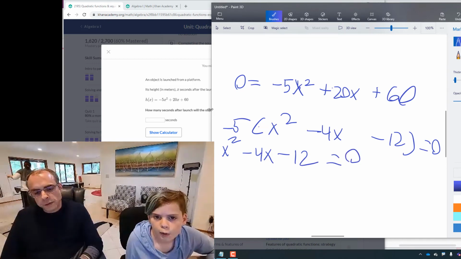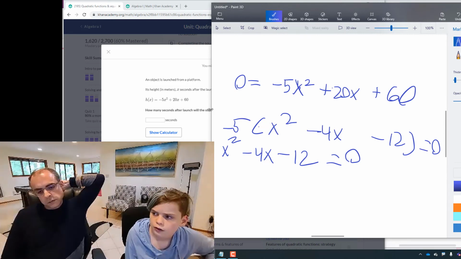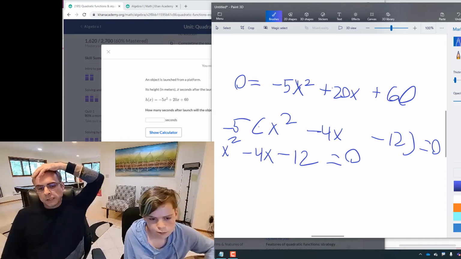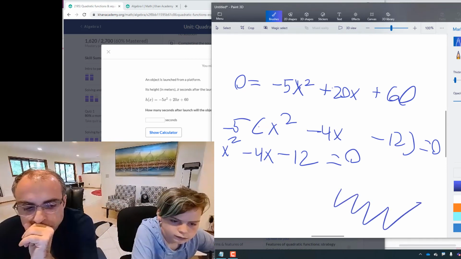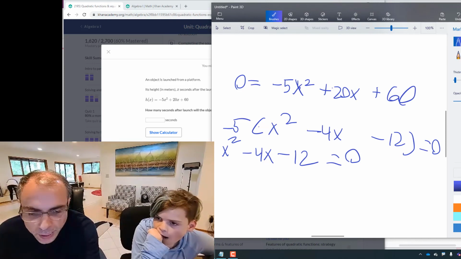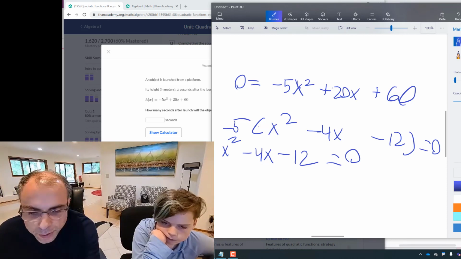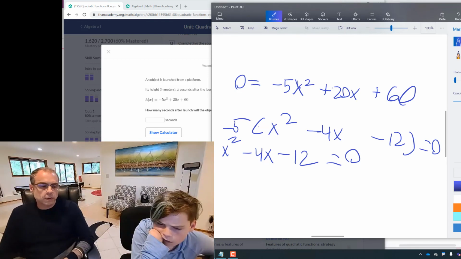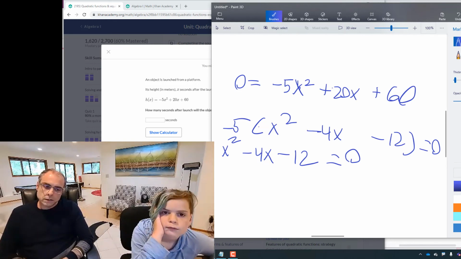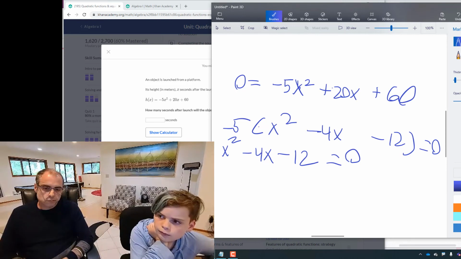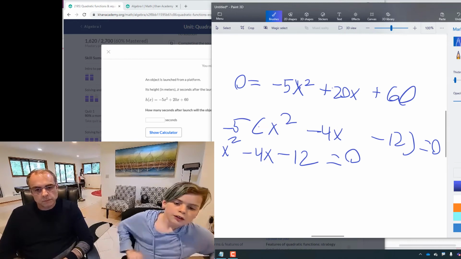So now, you can't do the easy factorization of a plus b and a times b because... well, actually, can you? Hold on. If you did a plus b and a times b, then a times b would be negative 12, so one of them would be negative, right? Okay. So maybe we could do it the easy way. Is there an a plus b and an a times b that works? Negative 6 and 2. Yeah!